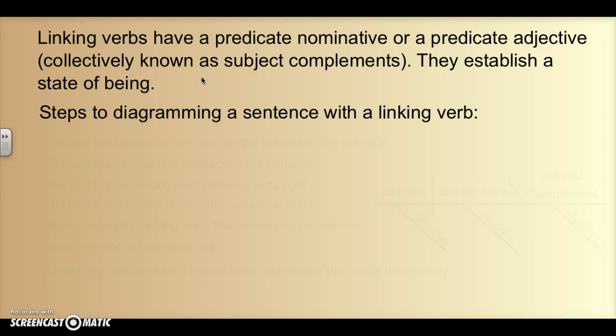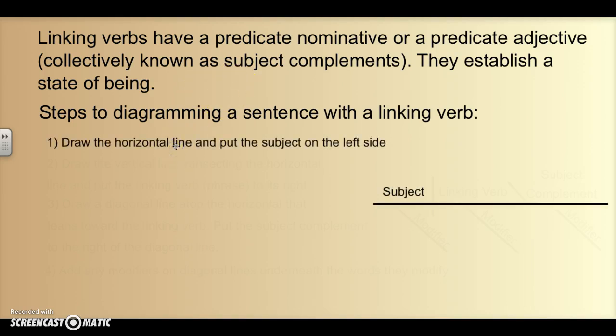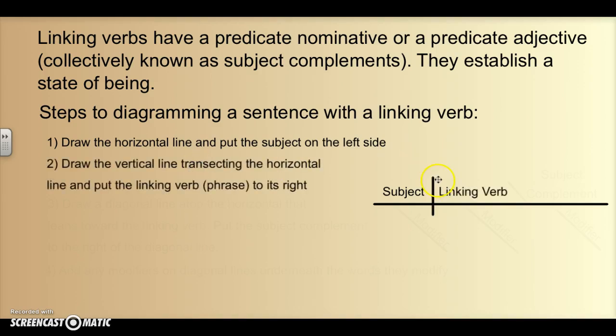And they're basically a state of being. Remember, they act as an equal sign. They're just saying something is something else. So diagramming starts off as it always does. You begin by drawing a horizontal line and put your subject on the left side. You then draw a vertical line that transects the horizontal line, indicating end of subject, beginning of my complete predicate. You put the linking verb to the right of the vertical line.